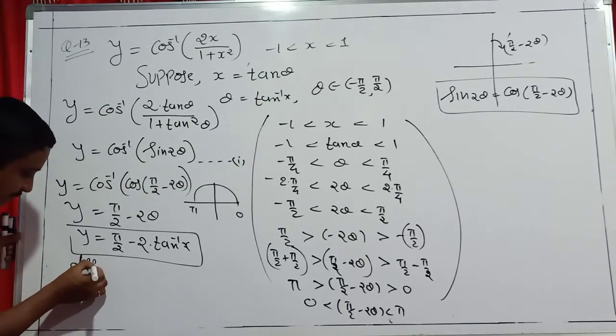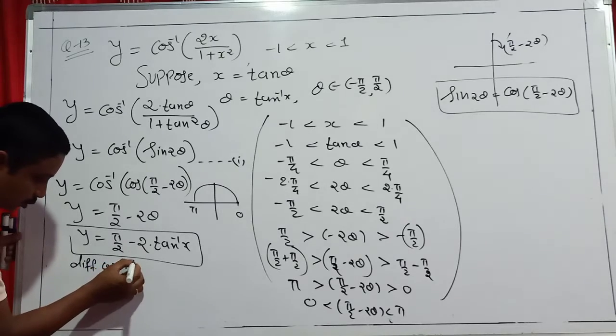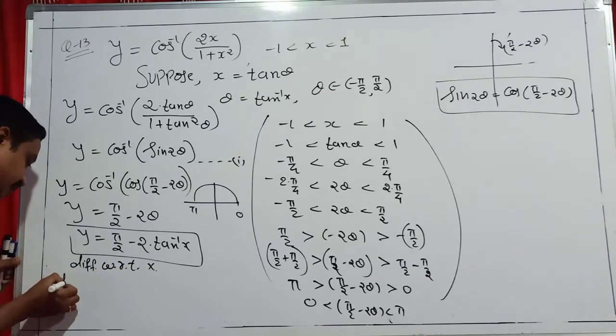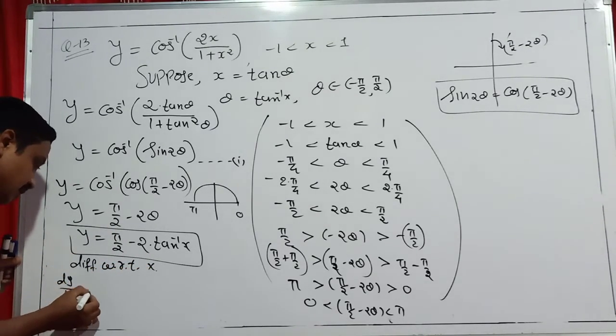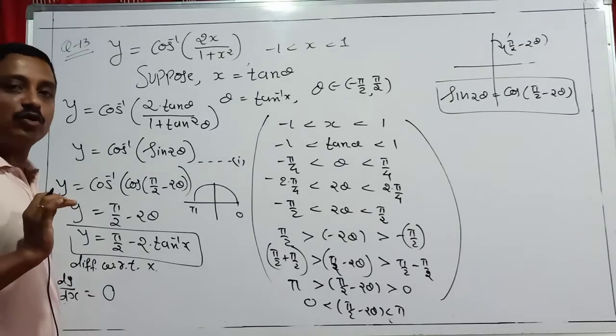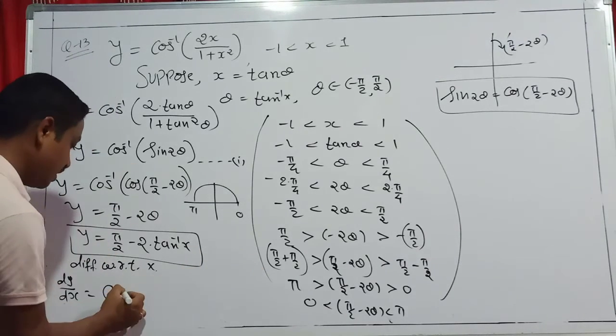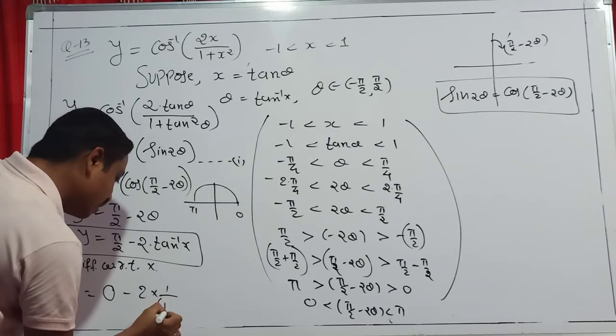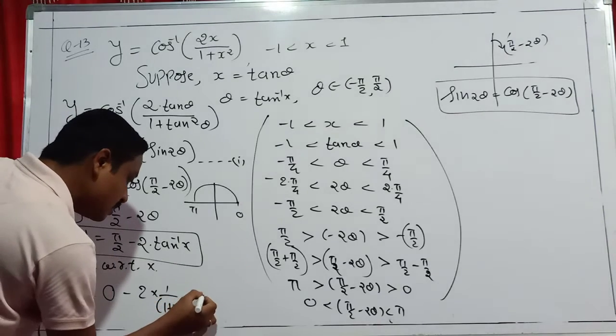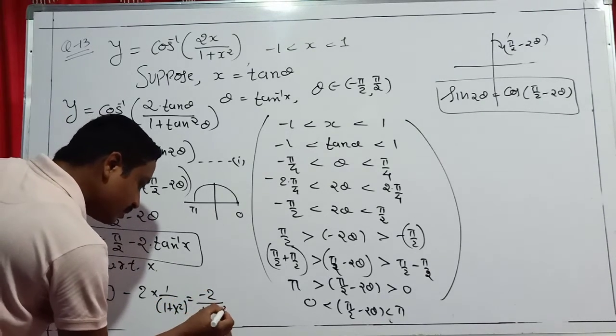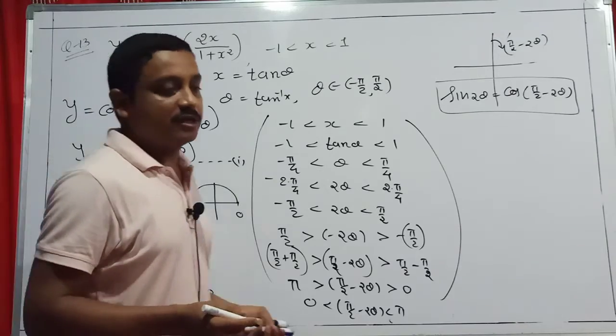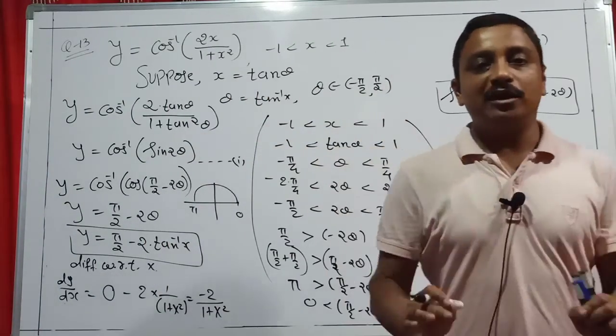So differentiation with respect to x. What do you get in dy by dx? Here the constant derivative is 0, and here 2 times the tan inverse derivative, 1 by 1 plus x square. So my answer is done here: minus 2 by 1 plus x square. Students, up to that this numerical is over.